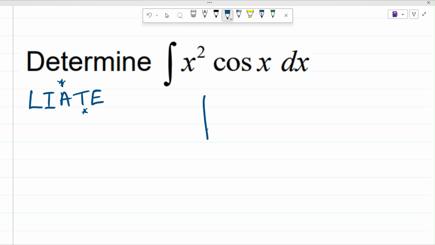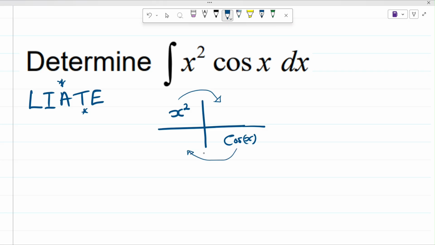So when we draw our cross, it's gonna be like this. You're gonna write your algebraic function here because it's the one that comes first, and then the trig function that comes last, you're gonna write it here. Okay, so now we know that when we move from here to there, we differentiate. When we move from here to there, we integrate.